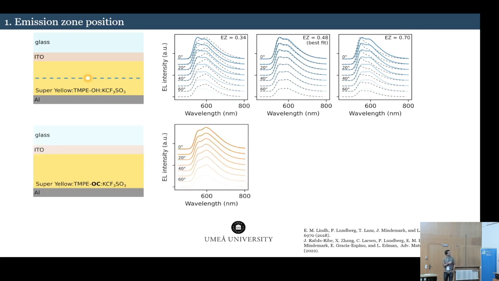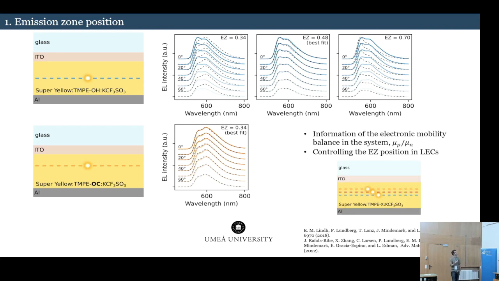In this case, from a hydroxyl group to this OC, octyl carbonate something. And we see that we measure the EL intensity. We see that we already have a different spectrum. And then we do the fit. We find that it is at 0.3. Now, this has certain implications on the device efficiency, but it's not for today.